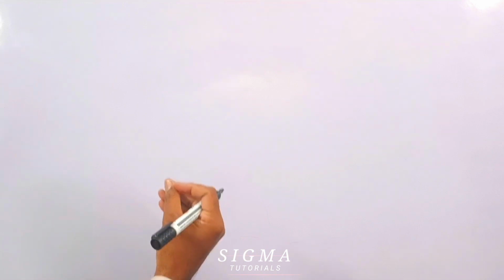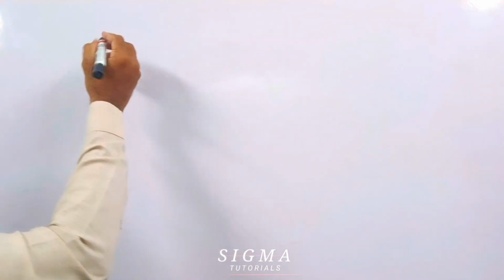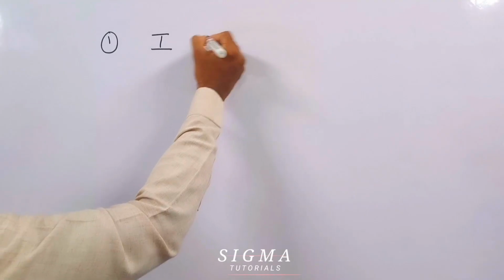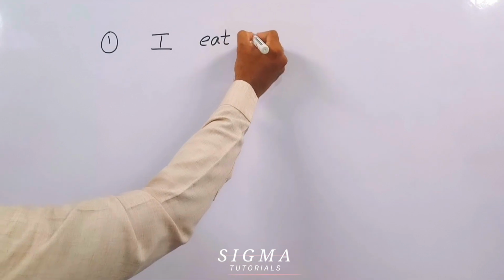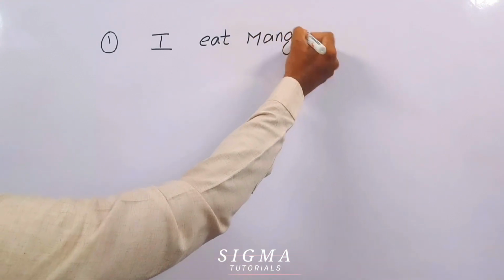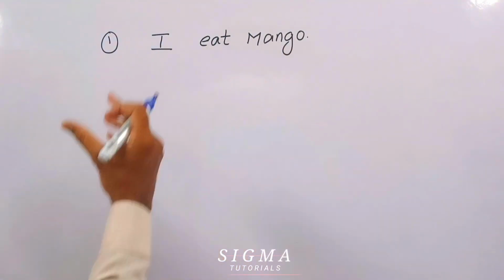In today's session, let's see how to say simple sentences in Spanish. Like we will discuss about simple present and simple past. Let's say first sentence. If I have to say I eat mango, how to say this sentence in Spanish?